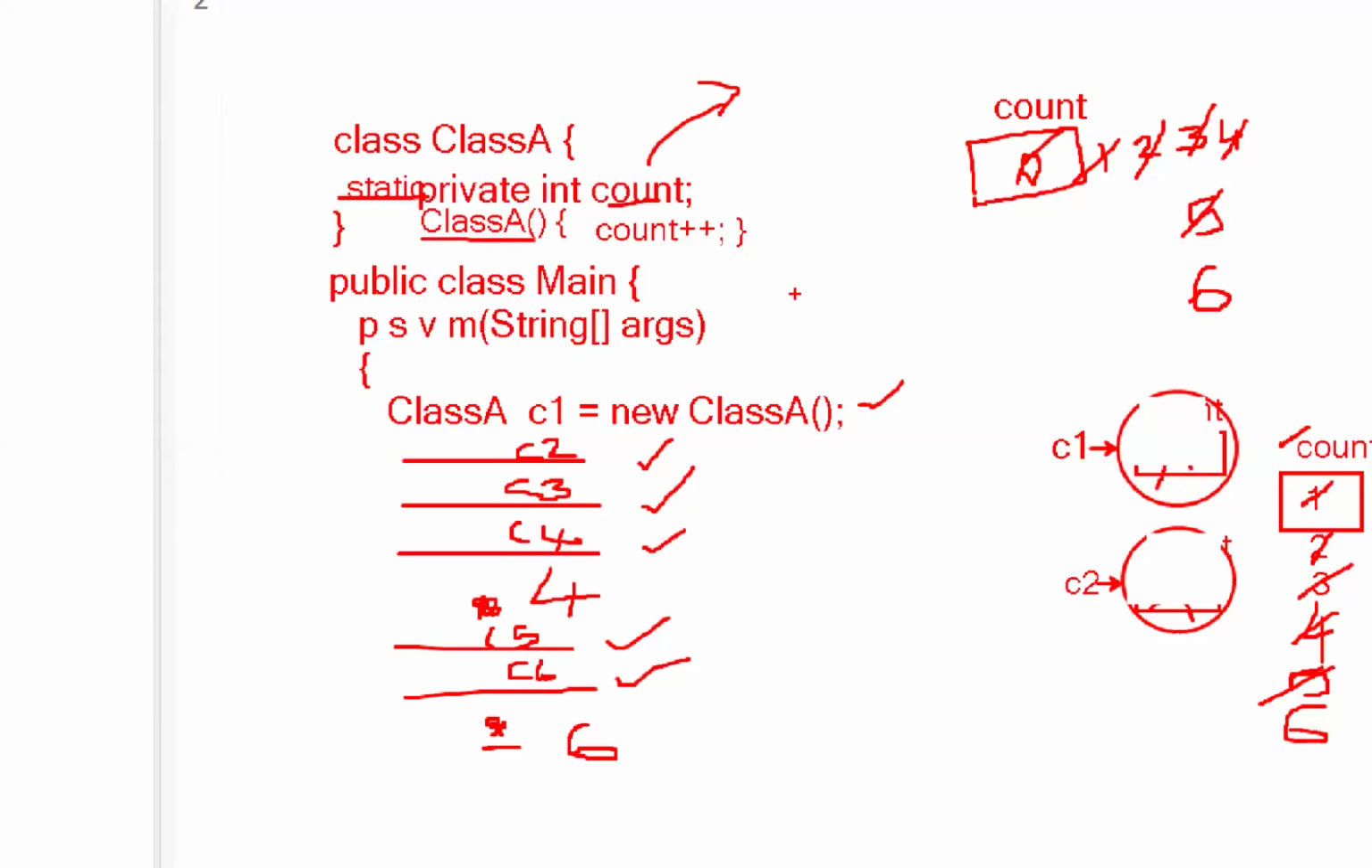Yesterday I told you, whenever the class is loaded into the JVM, immediately static variable memory is allocated. I told you that after that, the static block will be executed. I told you yesterday, what is the purpose of the static block?